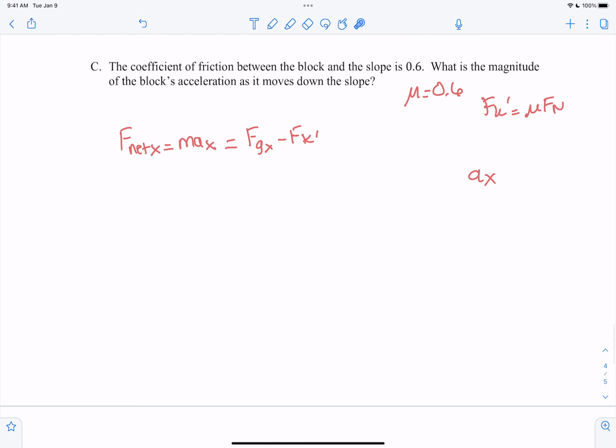I think you were just missing the FK prime, the kinetic friction component. Does that sound good so far, Matthew? Or are you still kind of confused, or what's going on?